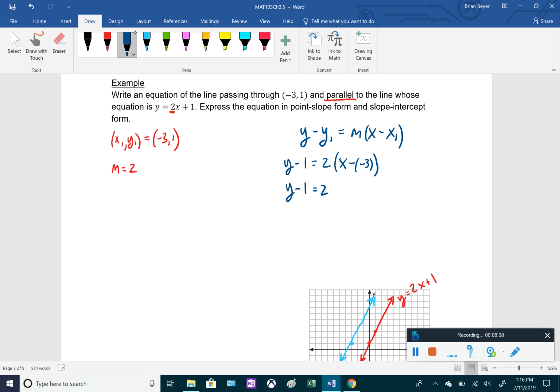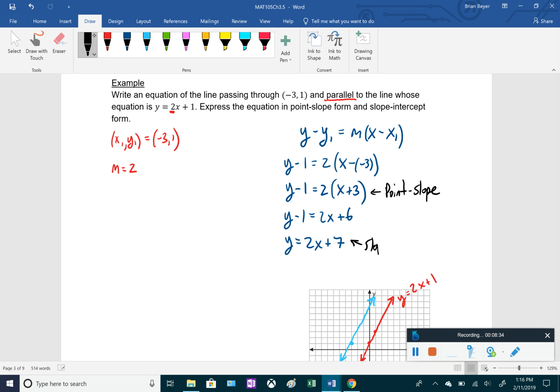y minus 1 equals 2 times x plus 3. So this is our point slope. Solving this for y to get it in slope-intercept form, distribute the slope of 2. We get 2x plus 6. Add 1 to both sides, we get y equals 2x plus 7. And that's going to be slope-intercept.